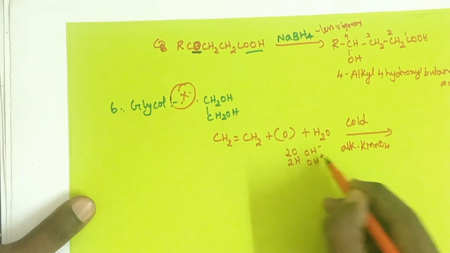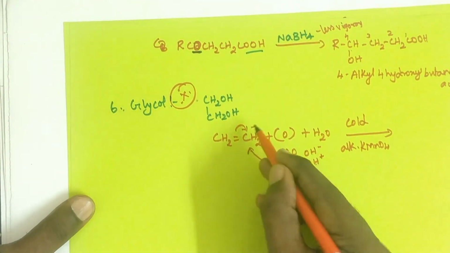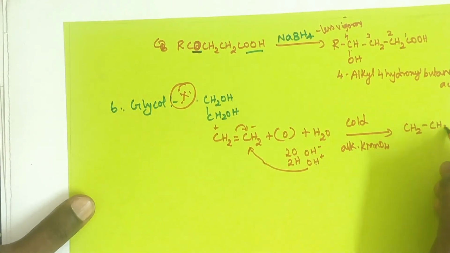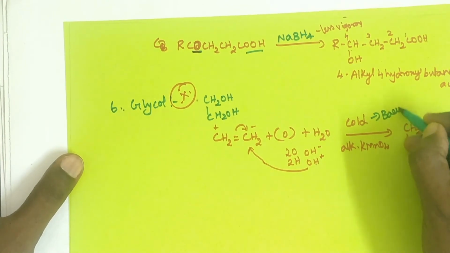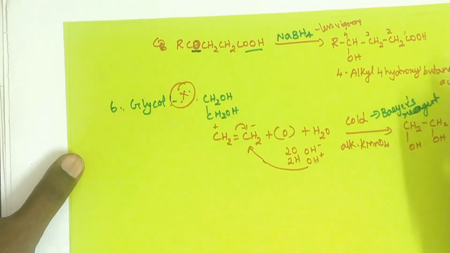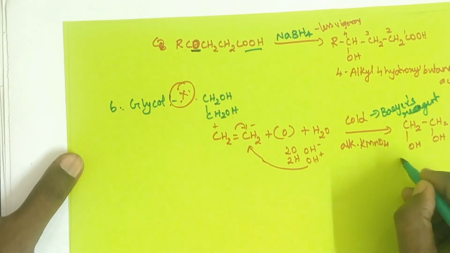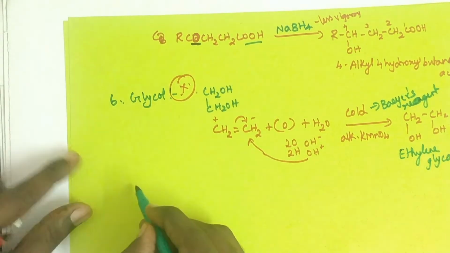So one OH minus, another OH plus. So you polarize, plus added over minus, minus added over plus. So the product formed is CH2, CH2, OH, OH. Important topic, they will ask 2 marks questions. This reagent is called Baeyer's reagent. Already we studied in 11th standard. Baeyer's reagent. So ethylene with cold alkaline KMnO4 forms glycol. Ethylene glycol or glycol. So the last one is glycerol.